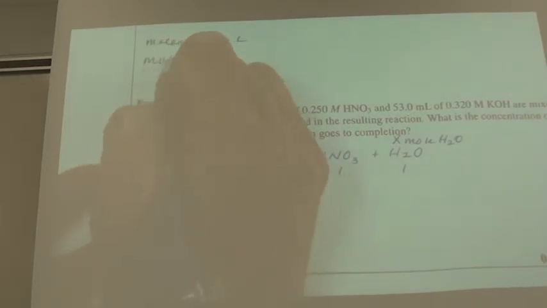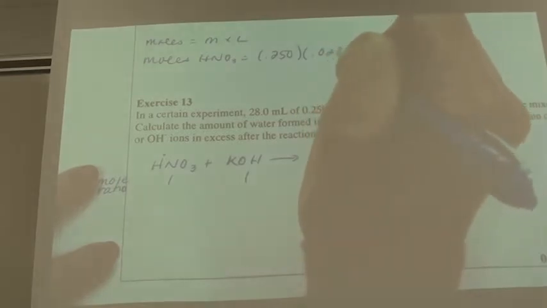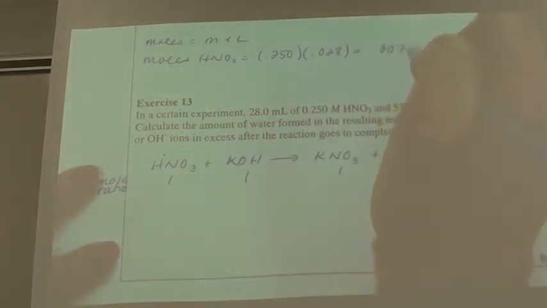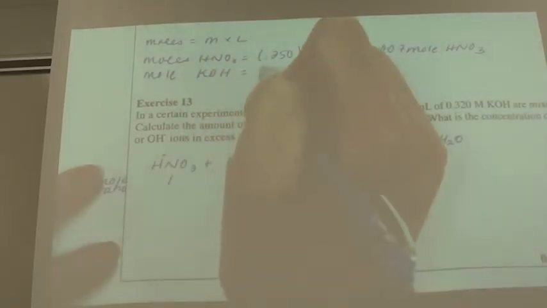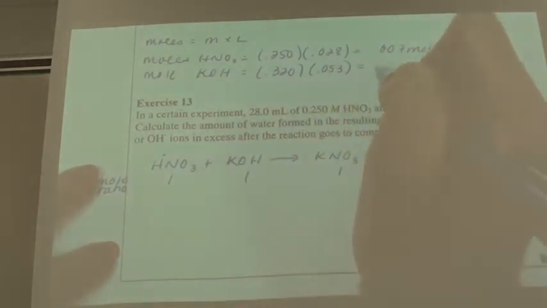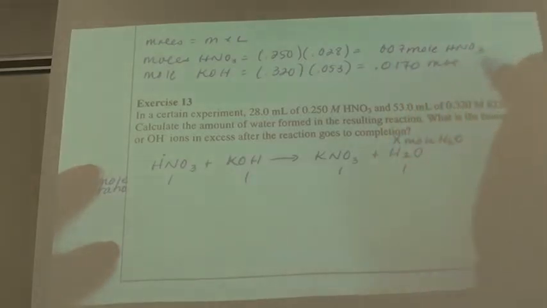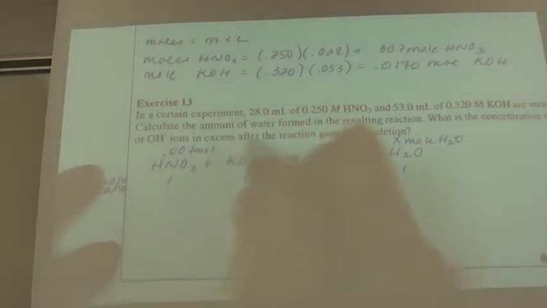So the moles of nitric acid are equal to 0.250 times 0.028, and that is 0.007 moles of the nitric acid. We start out with 0.320 molar KOH, and we have 0.053 liters, and that is 0.0170 moles of KOH. So now we can put that into our problem, and we're ready to do our limiting reaction problem.